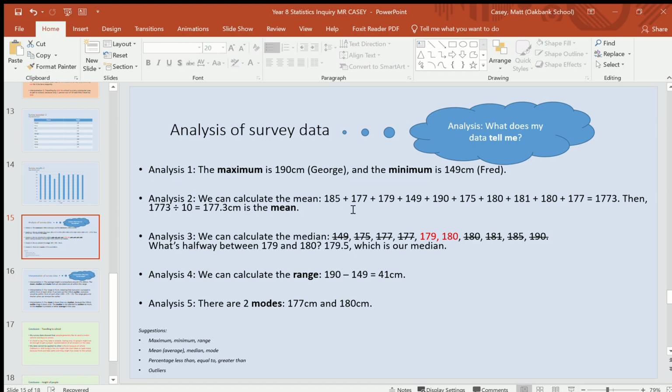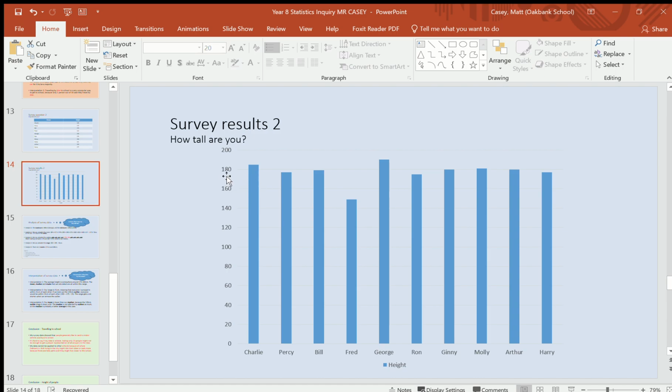Now you probably need to look in your maths book, your statistics book, if you want to learn how to calculate the mean. You could do that online. There are plenty of websites that will tell you how to do it. Pretty much just add up all the numbers and then divide by how many numbers you have. So 177.3 centimeters is the mean. So it would be somewhere around here. And that looks pretty close. Most of the heights are around here.